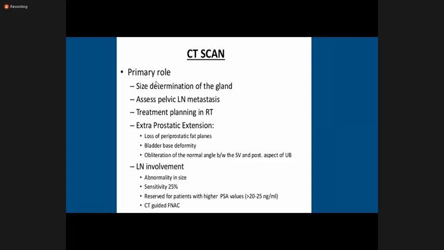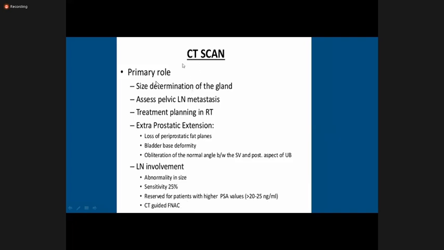So the CT scan: CT scan to see the size of the gland and to assess pelvic lymphadenopathy, for treatment with either radiotherapy or radical prostatectomy. Extraprostatic extension is locally advanced disease, with findings like loss of periprostatic fat planes, bladder base deformity, obliteration of the normal angle, and lymph node involvement, with abnormality in size. It is reserved for patients with a higher PSA level, more than 20 to 25 nanograms, and CT guided FNAC of the lymph nodes.